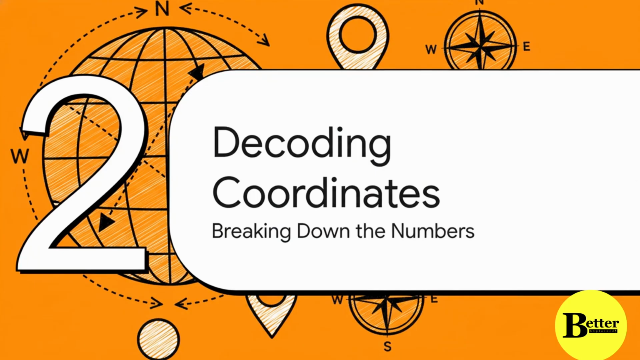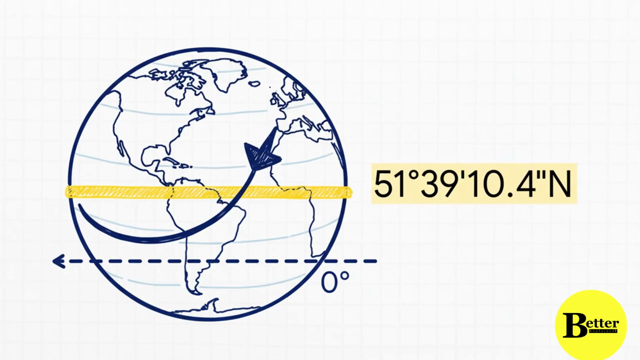Okay, so now that we've got the grid down, let's get back to our mystery coordinate. It's time to actually break this thing down piece by piece. We're going to crack this code right now. So let's tackle this first chunk. This part right here, this is our latitude. This whole section is doing one job and one job only, telling us our exact position north of the equator.